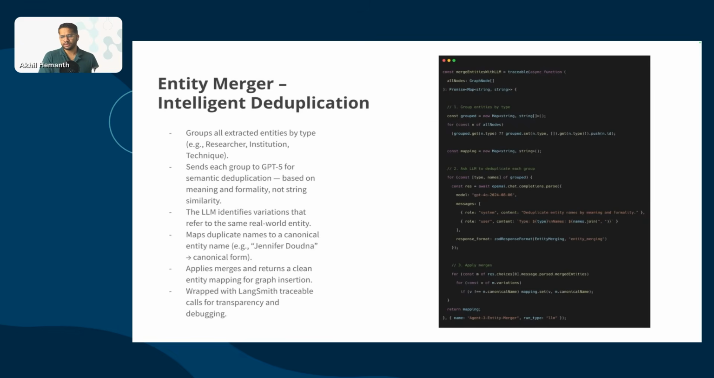To give an example of what the code looks like, this is also wrapped with a traceable function from LangSmith. It groups all the extracted entities by type, and each group is then sent to the agent to do semantic deduplication based on meaning and formality. The LLM also identifies variations that refer to the same real-world entity, and it maps duplicate names to a canonical entity name. All of this is defined within the agent as an instruction.